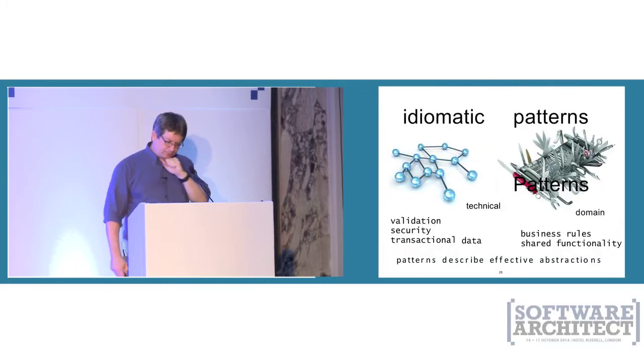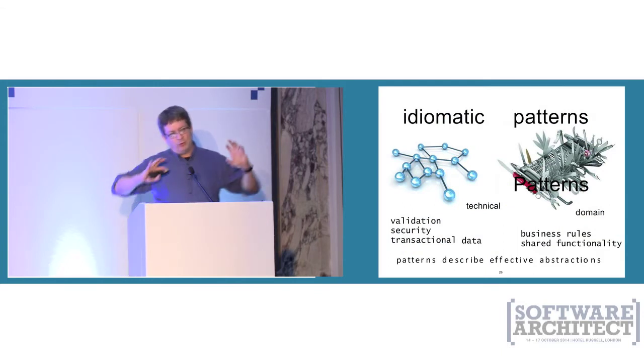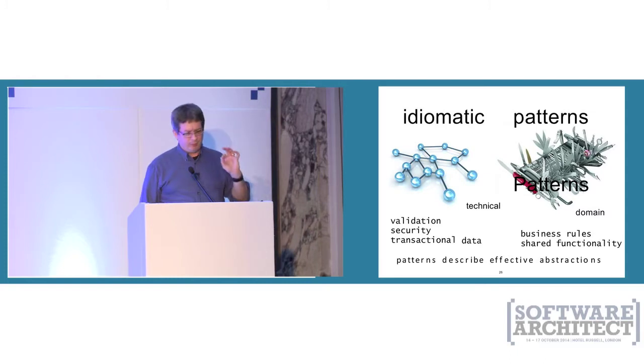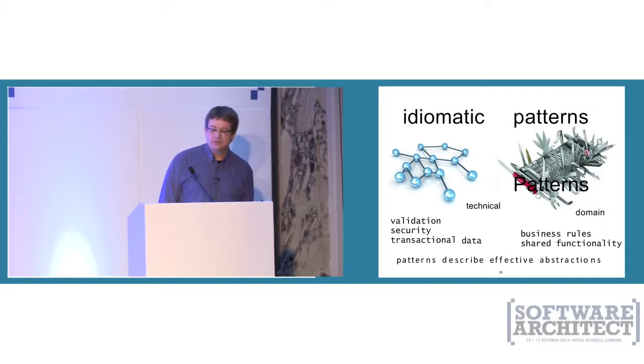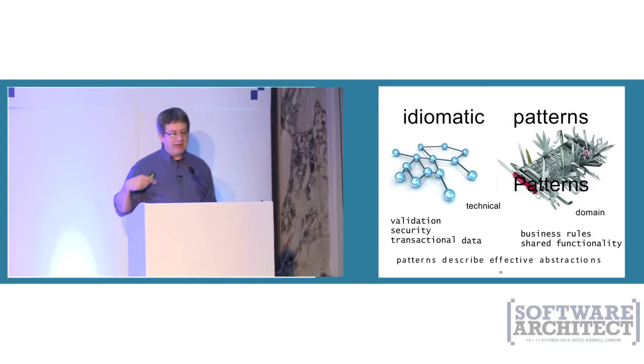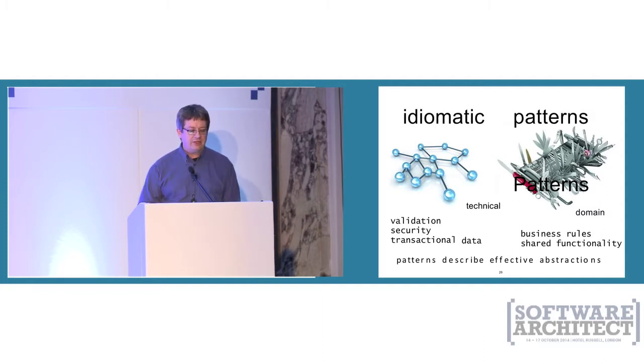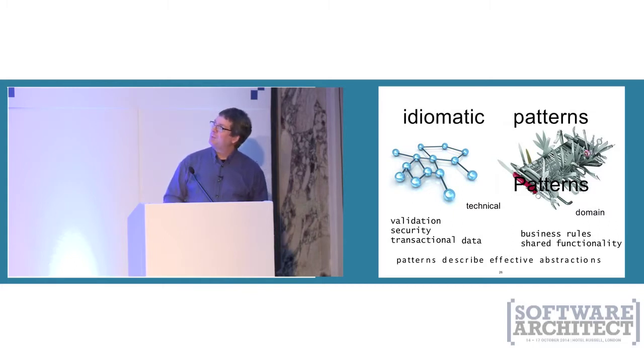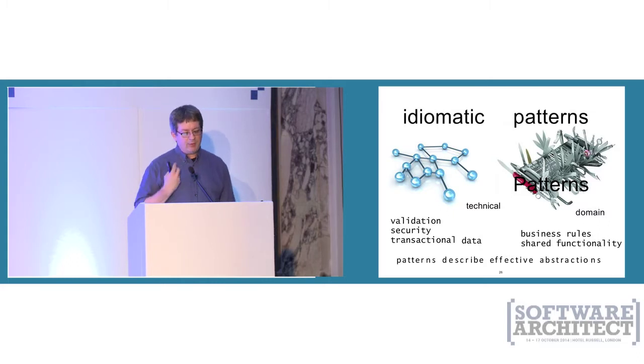But when we talk about patterns, I'm not talking here about the formal Gang of Four design patterns, which are patterns with a capital P. I'm talking about patterns with a lowercase p and what I'm calling idiomatic patterns. I maintain that every piece of software has idiomatic patterns down inside it, and I further subdivide these into technical and domain idiomatic patterns. Things like validation, security, and transactional boundaries are all technical idiomatic patterns. Things like business rules and shared functionality are all domain idiomatic patterns. But used in this way, when we say patterns, we're really describing effective abstractions. I've solved this particular problem, and I'd like to leverage the solution the next time we encounter this problem. Not formal enough to write a book about.